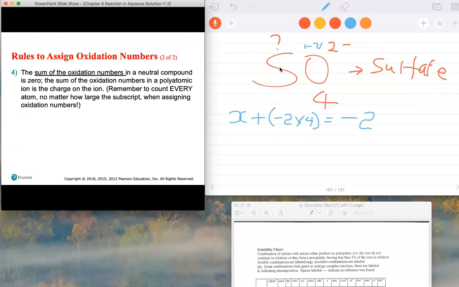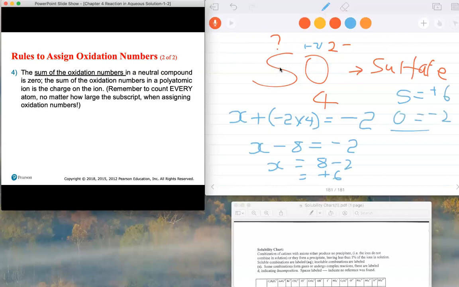Okay. So x minus 8 equals -2, which means x equals 8 minus 2 equals +6. So sulfur equals +6, and then oxygen equals -2. That's how you determine the oxidation state of an element in a polyatomic ion.